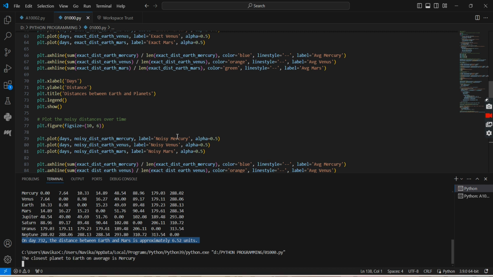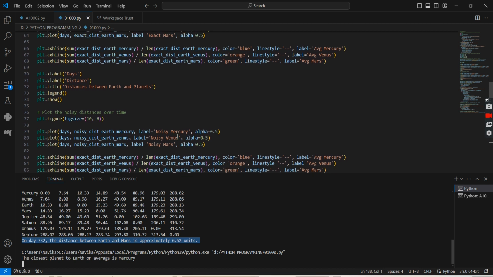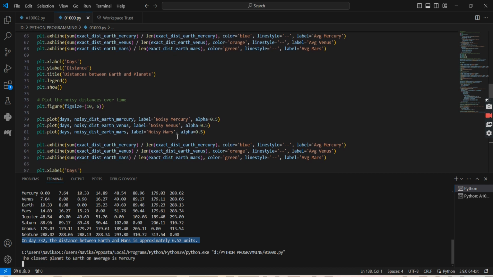The 1,000-day time series for the distance between Earth and Mercury, Venus, and Mars were generated by iterating through each day and computing both exact and noisy distances using the similar distance function. Averages were computed by summing the distances over the days and dividing by 1,000, revealing the average distance of each planet from Earth.